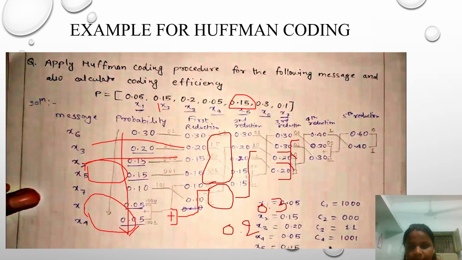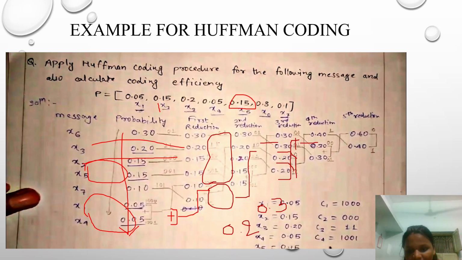Next, adding the last two frequencies. By adding these two, we get the sum as 0.3, which is greater than the 0.2, and it is the same frequency as the other 0.3. So we are writing these two on the upside and these two on the downside.